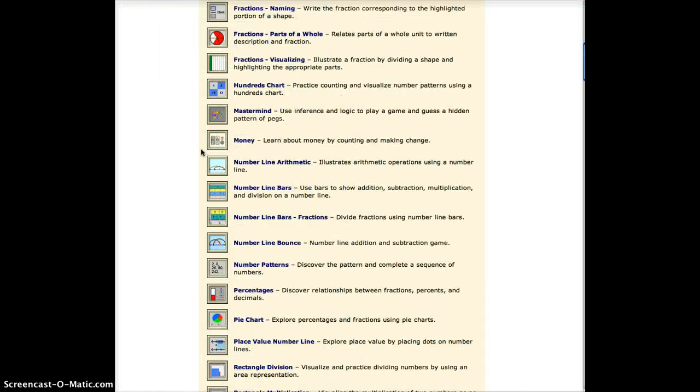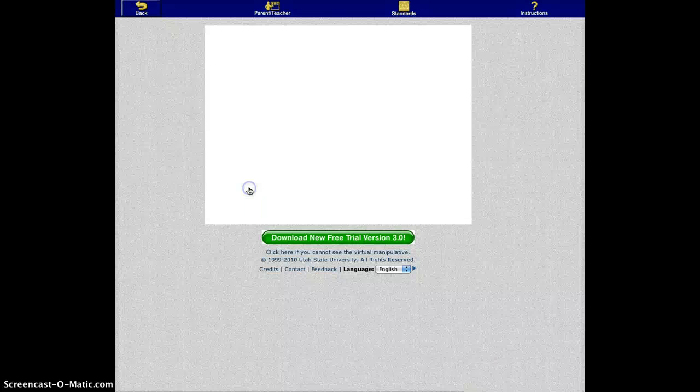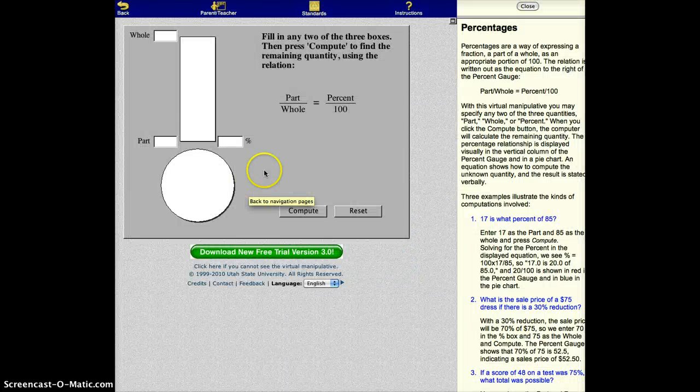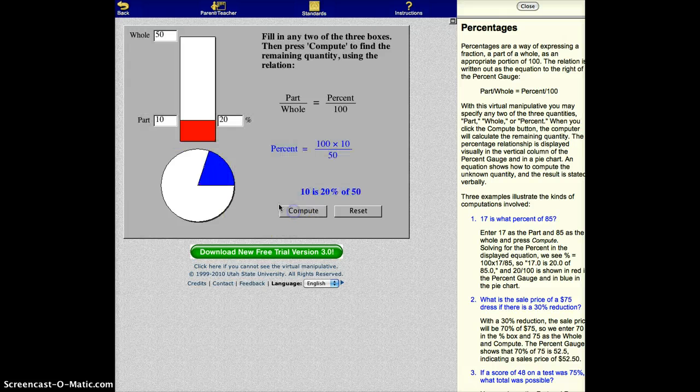One more we're going to look at is percentages. This manipulative helps students to visualize and work with the relationship between fractions and percentages and decimals. So we can punch in a whole number if we want to, say how much of that number we have, and compute a fraction and a decimal, and also get some visual aids with a circle graph and a bar graph.